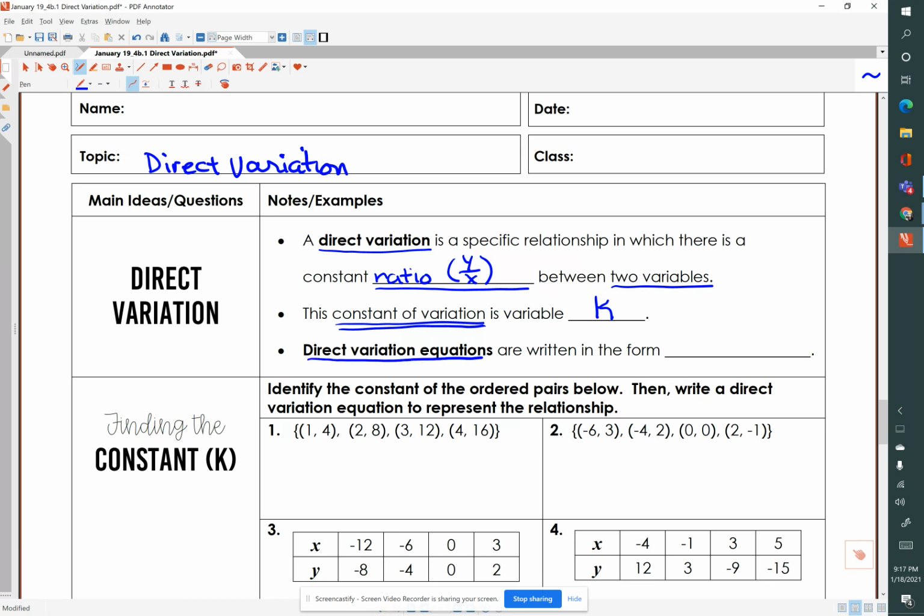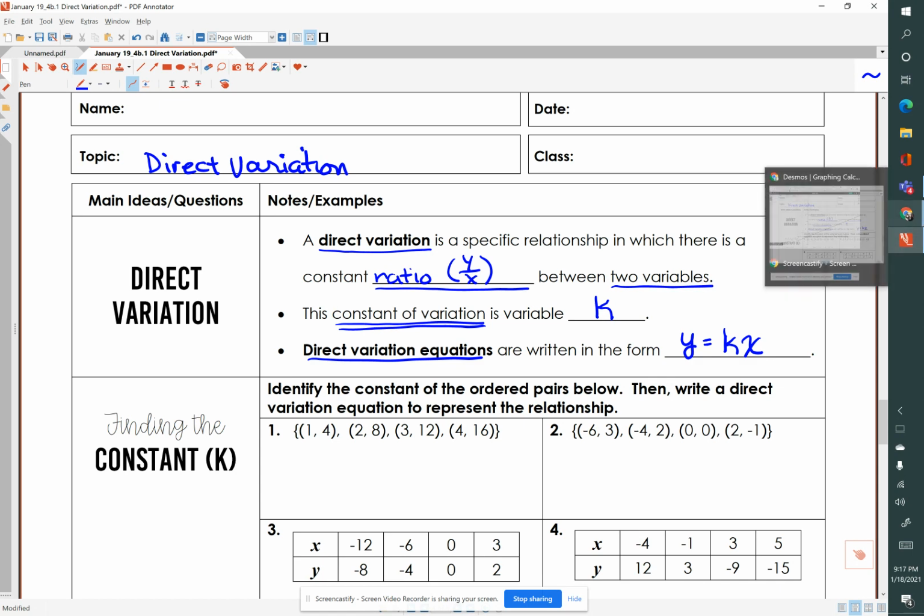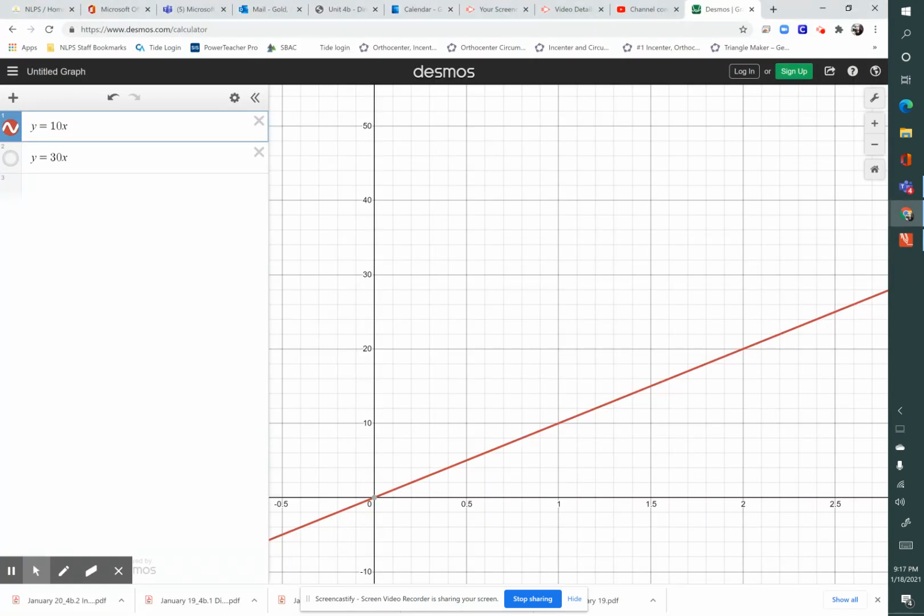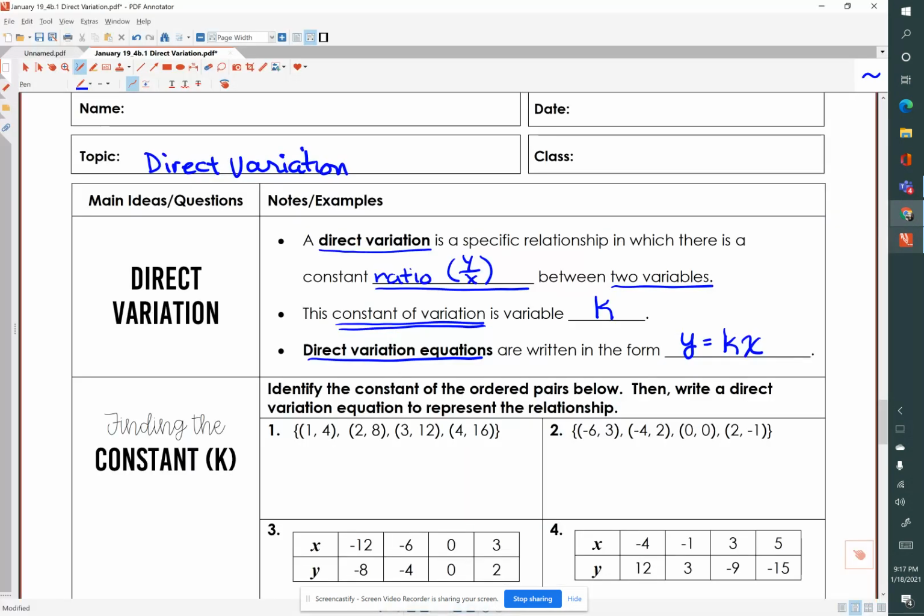Now, direct variation equations then are written in the form, they are functions, of y equals k of x, or k times x. So in the case, if we go back to our Desmos graphs, y equals k of x, our k here is 10. In terms of the car driving 30 miles an hour, y equals k of x, our k is 30. So it's a ratio of y over x, where y equals k of x.